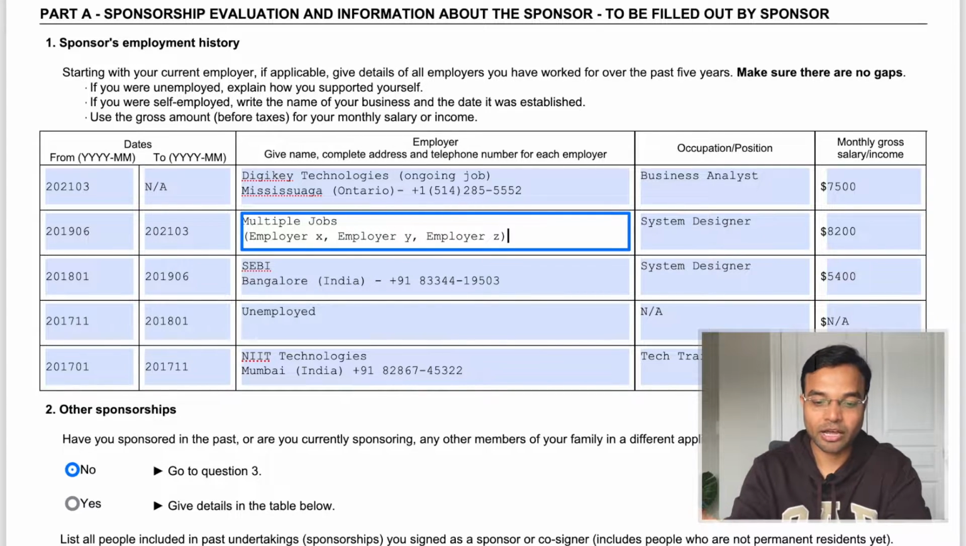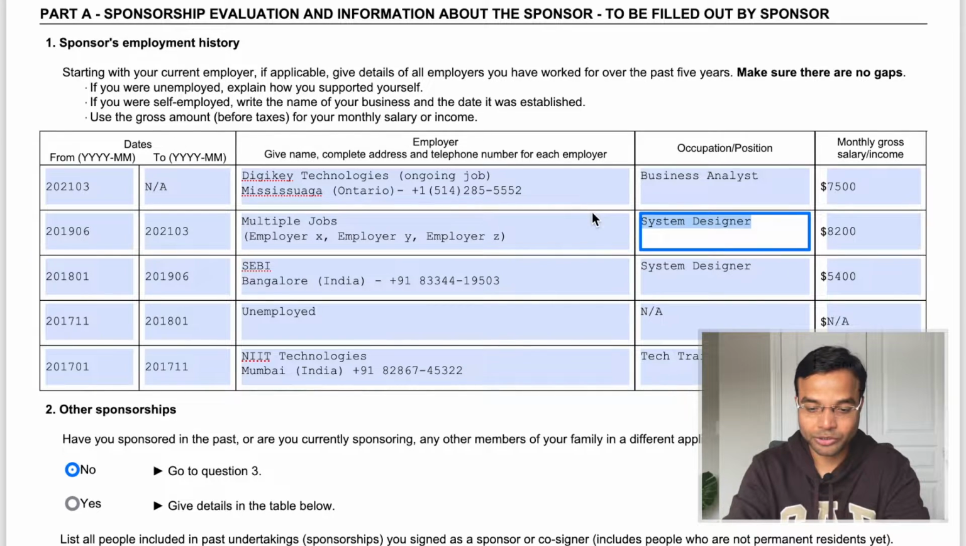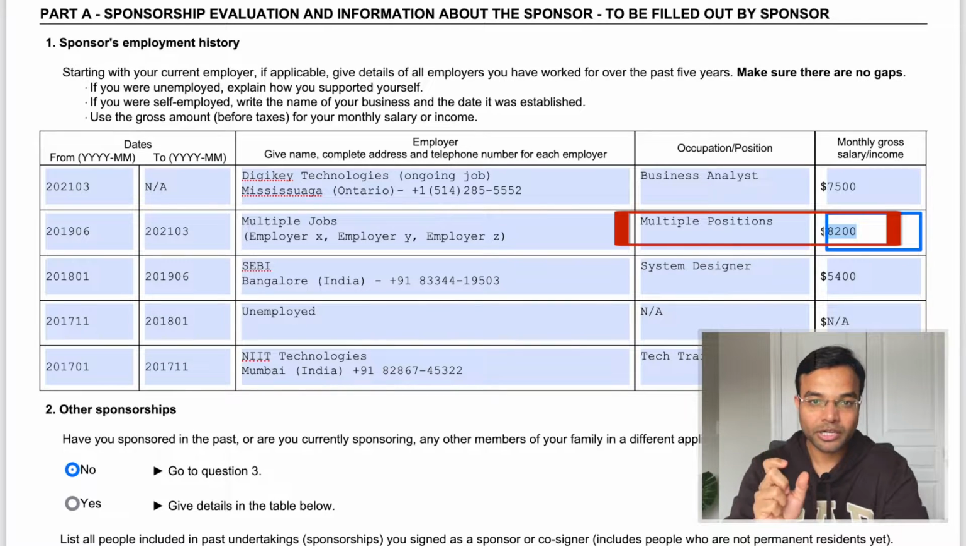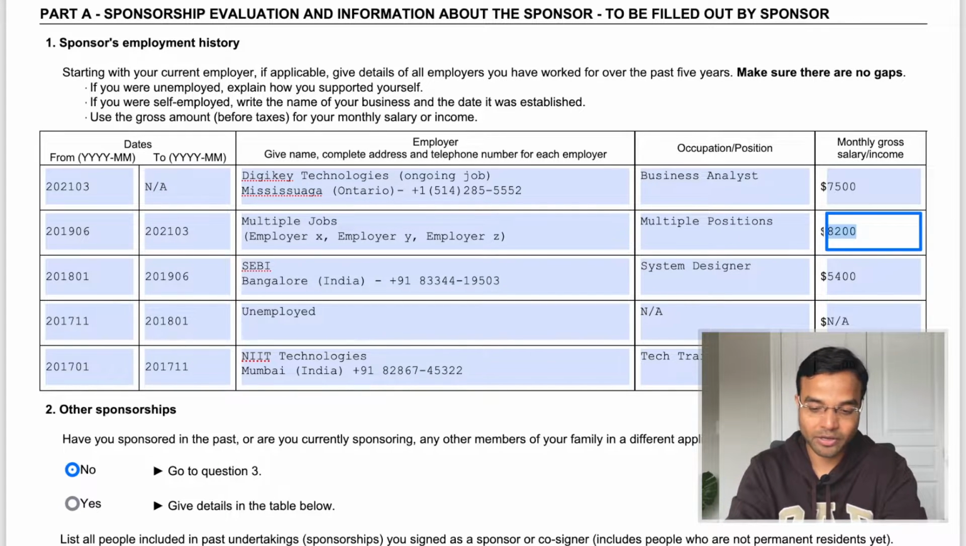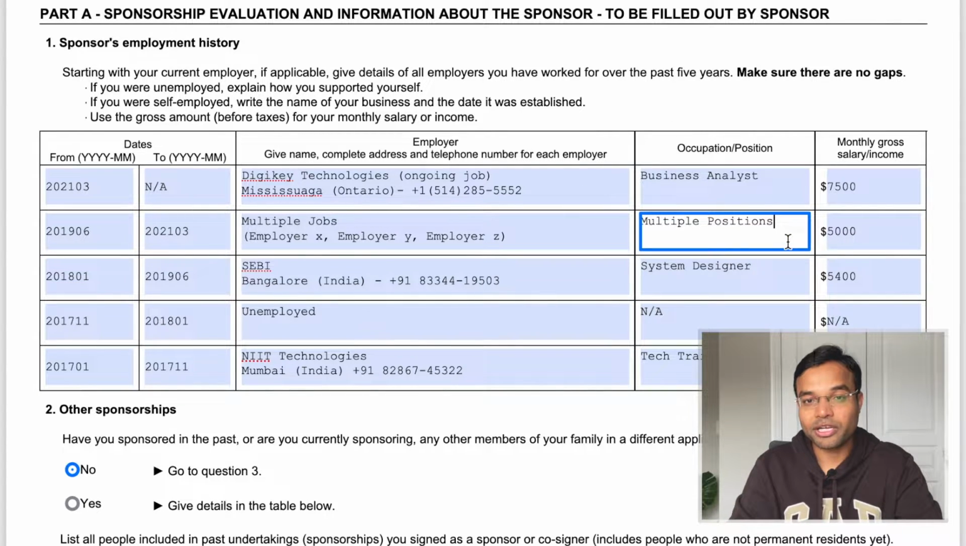Just an example that I have worked for 3 different places. And then I'm going to give multiple positions, and then I'm going to write a consolidated or an average value of the gross income that I made. So let's say I made $7,000 or $5,000 as a gross value. In that case, I will disclose it like this. Along with that, I would recommend you provide a letter of explanation that gives a breakdown of the name and the contact information of all those employers and what was the salary that you made from each of those employers.